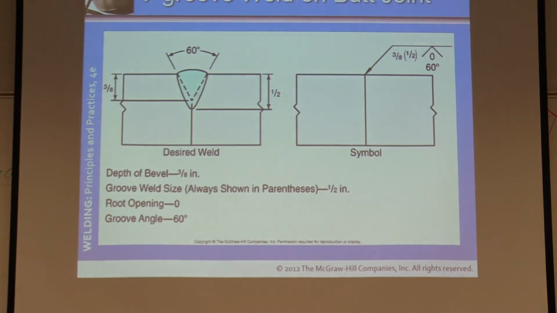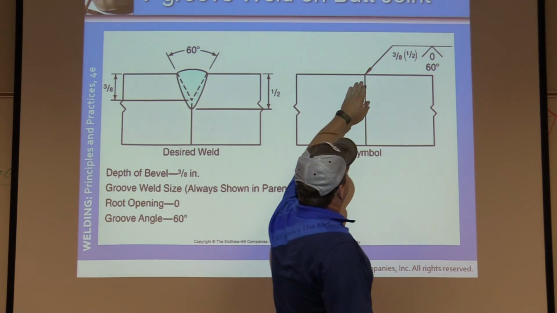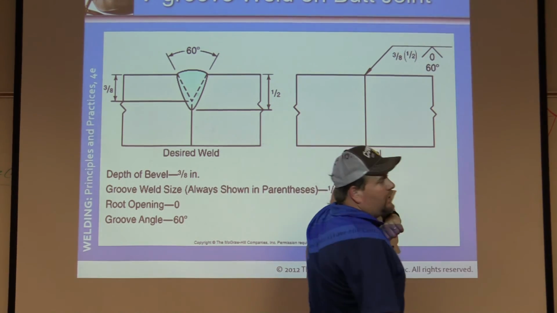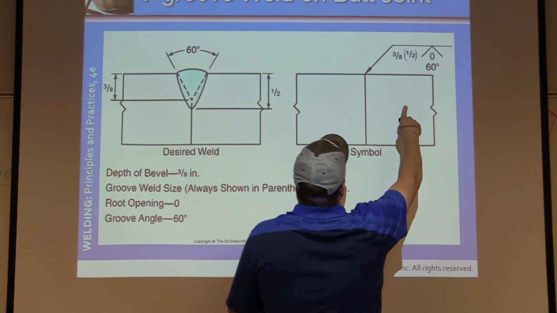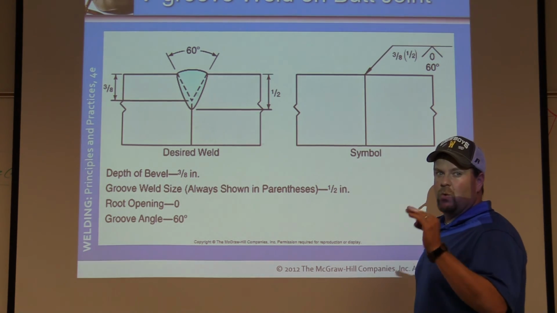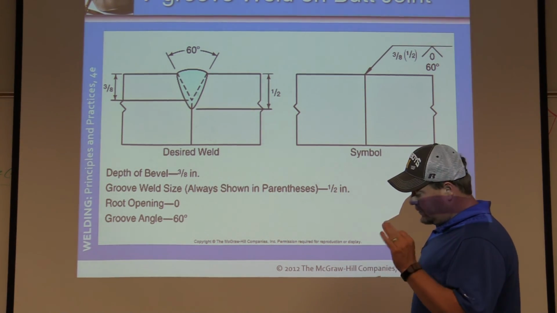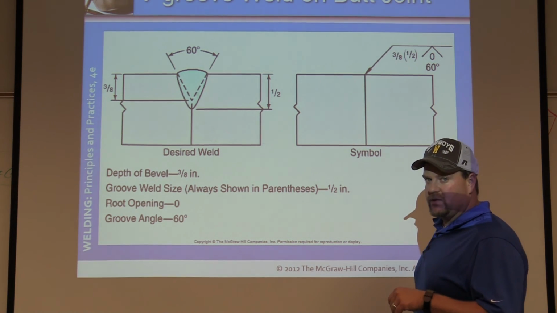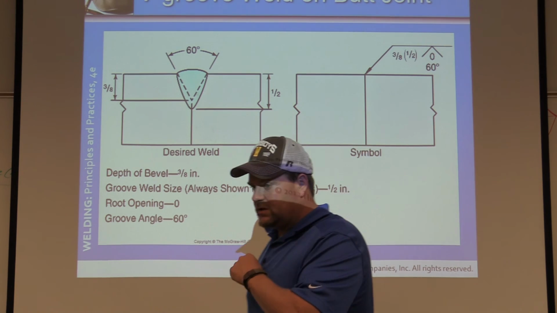Now there are a lot of times that you may only be given the weld size. It's not always going to be in parentheses. If there's only one number here, that means that it's the weld size. More than likely it's the same distance as the groove prep as well. So it's usually a complete joint penetration.